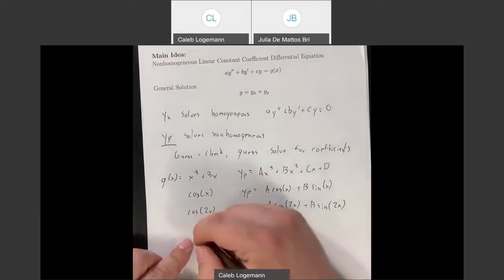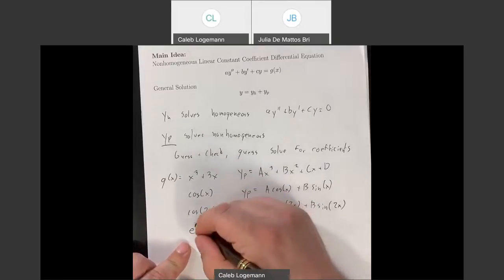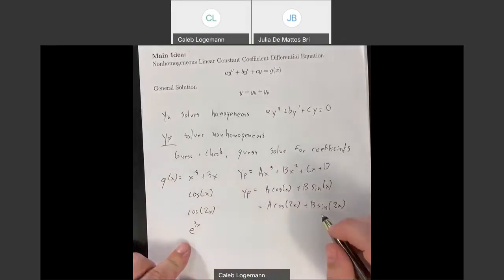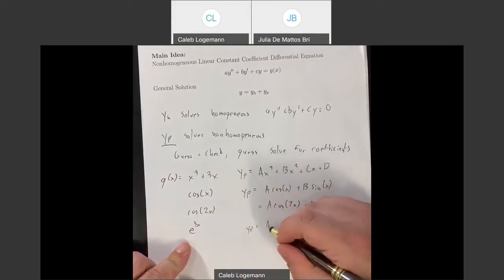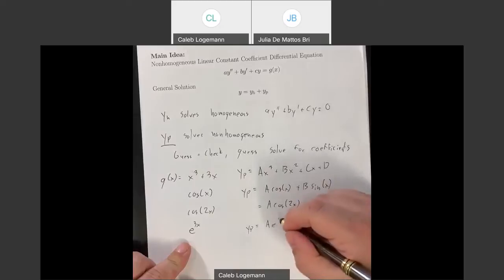And then the last kind of one that we typically see is something involving e to a power, say e to the 3x. In this case, our guess will look like a e to the 3x.